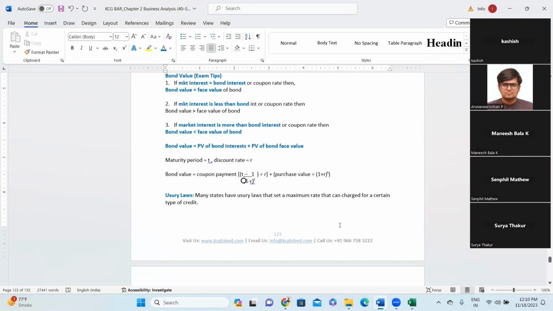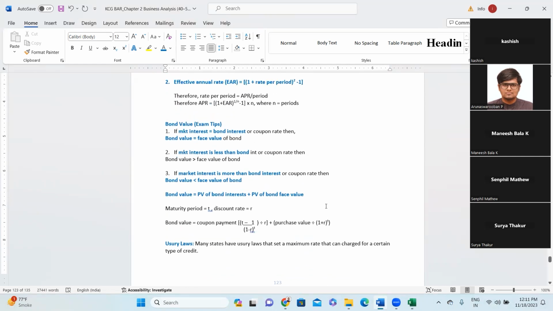So usury law. Many states use usury law that sets a maximum rate that can be charged for certain types of credit, right? So in some specific states, you will see usury law which defines the maximum rate of interest which you can charge for the respective category of bond.